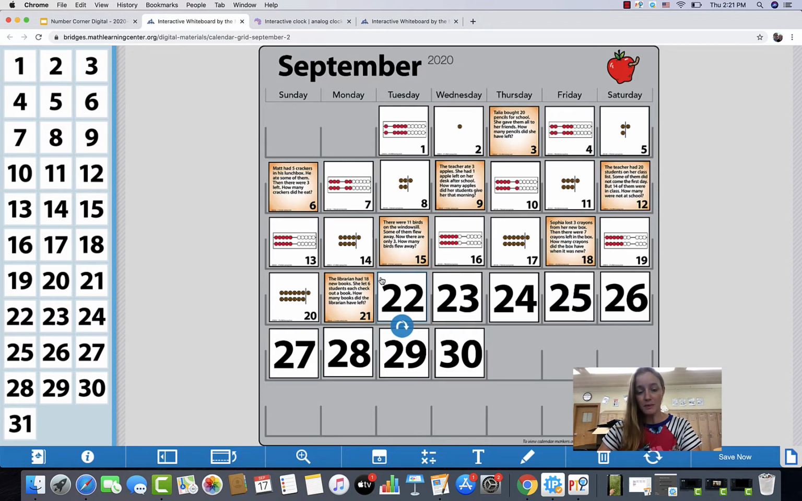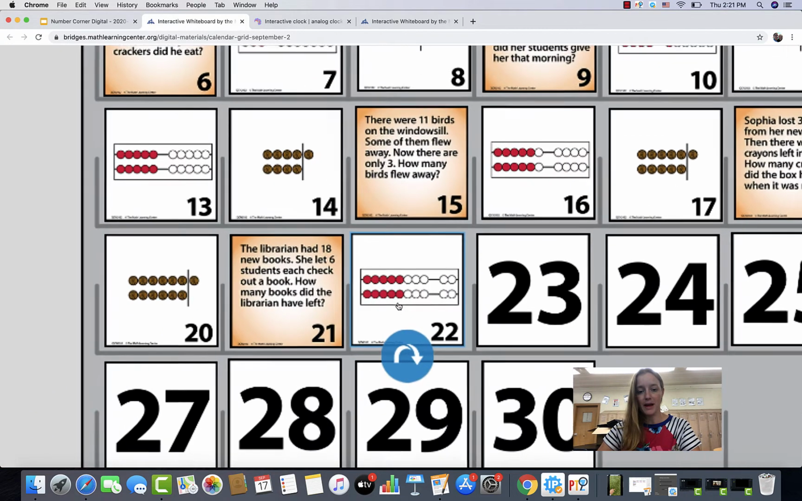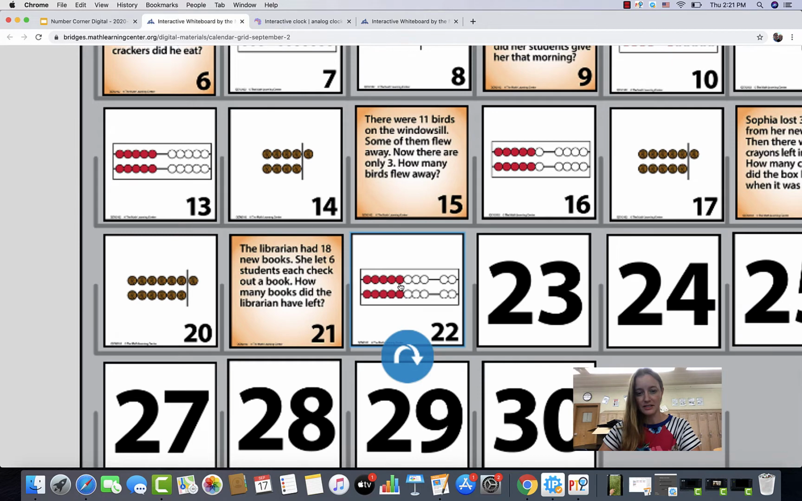We had a story problem yesterday. So what would be next in our pattern? I hope you came up with a number rack. So let's go ahead and flip that over. Remember, when you're counting your number racks, you can look that this is 5, 10, 11, 12, 13, 14, 15, 16. So we have 16 here.